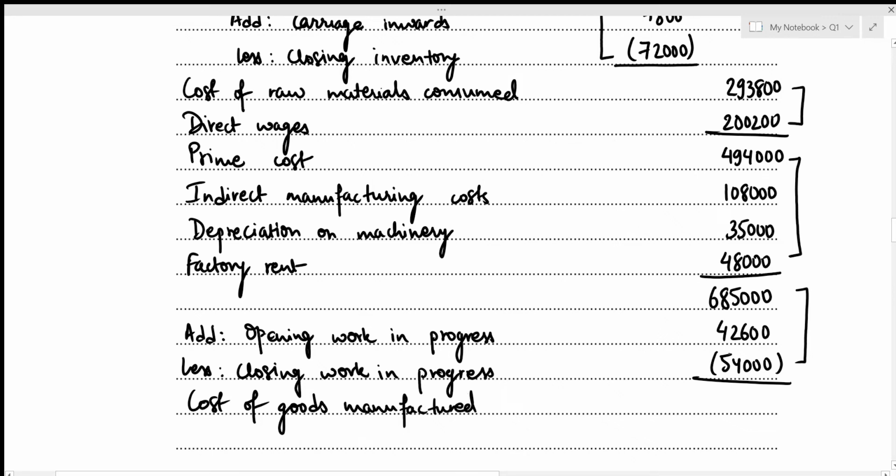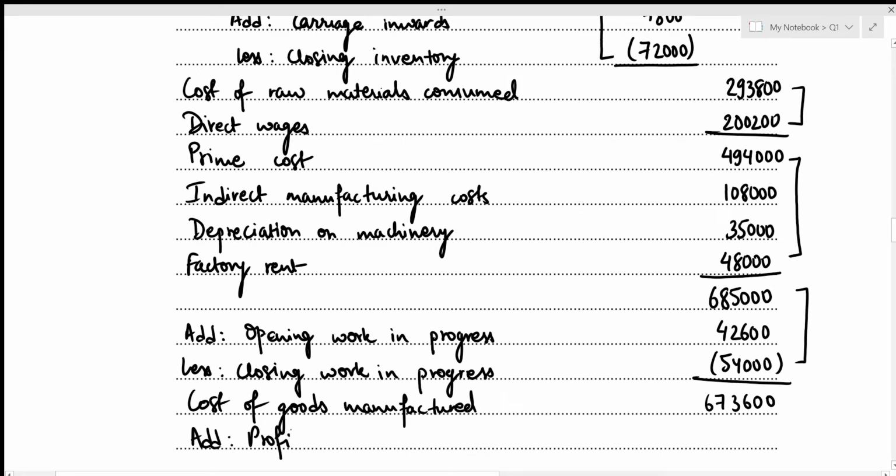So that's going to be 685,000 plus 42,600 minus 54,000, which results in 673,600. Now this gives our total cost of the goods manufactured, but in case of manufacturing account, we also need to figure out the transfer price, which means that we need to add the profit to the cost. So let's add our profit now.